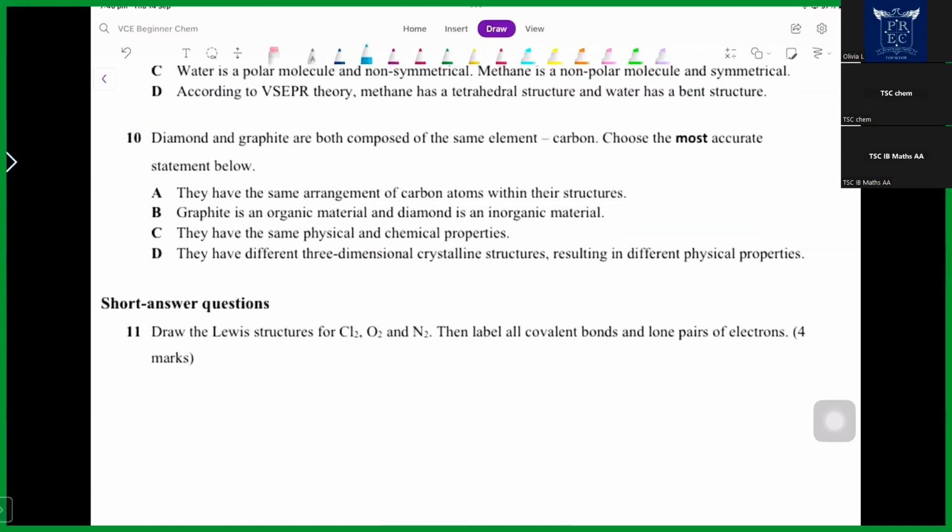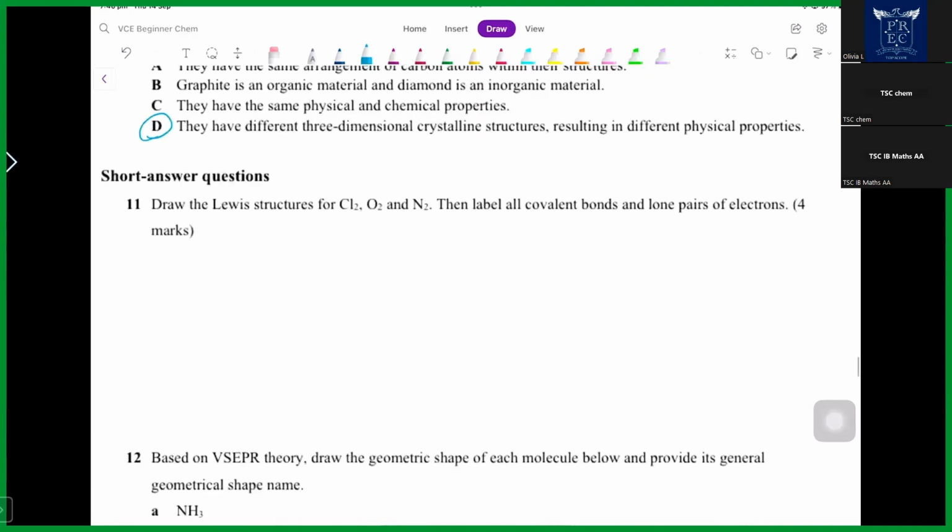Diamond and graphite are both composed of the same element, carbon. Choose the most accurate statement below. Yeah, it's D. They have different three-dimensional structures resulting in different physical properties.